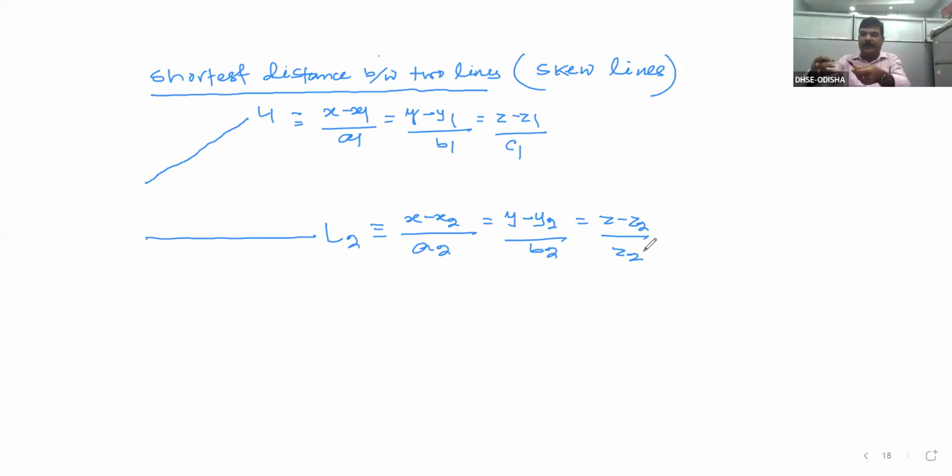So guys, suppose this is line L1, this is line L2. Look at me, okay? These two lines are neither parallel nor intersecting. We have to find out the shortest distance between these two lines. The shortest distance between these two lines acts along the common normal, okay? So my finger is the common normal to both the lines. We have to find out this distance, okay?